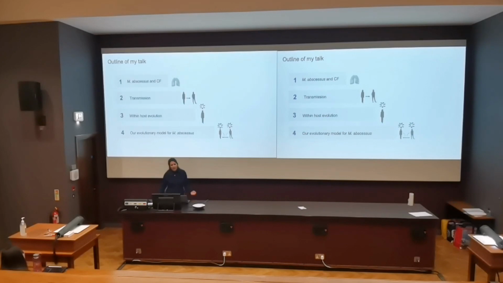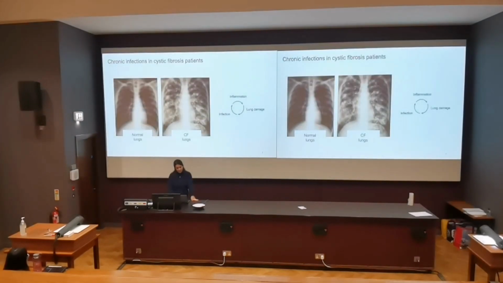So I'm going to be telling you about what we've learned about Mycobacterium abscessus today, particularly in the context of cystic fibrosis, because people with cystic fibrosis are very susceptible to these infections. And then I'm going to tell you about what we've learned about how it transmits, how it evolves over the course of an infection, and then finally take all these bits of information together and show you the evolutionary model we propose for Mycobacterium abscessus.